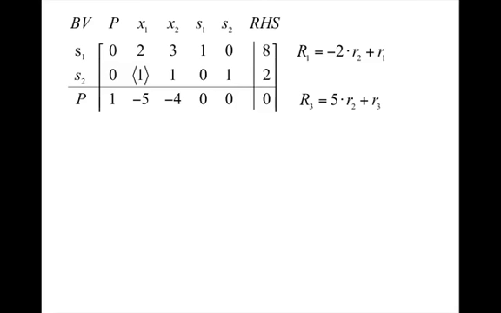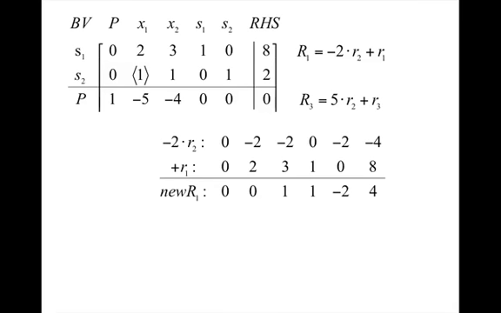And then to make the negative 5 become a 0, I'm going to change its sign to a 5, multiply by row 2 because that contains the 1, and then I'm going to add it to row 3 because that's the row I want to change. So negative 2 times row 2 gives me 0, negative 2, negative 2, 0, negative 2, negative 4.